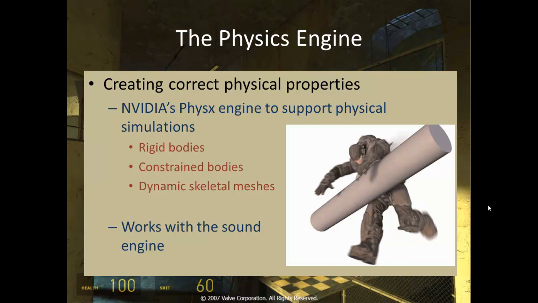And this is carried out in the Unreal Engine through NVIDIA's physics engine, which supports many kinds of physical simulations, and it's done through rigid bodies, constrained bodies, and dynamic skeletal meshes. An example of a dynamic skeletal mesh and rigid body are this player here, the character here, and the cylinder. So the cylinder is a rigid body, and the player is a dynamic skeletal mesh. And when the two hit, the physics engine kicks in and takes care of all the things that happen to the body of the player and the cylinder object itself.